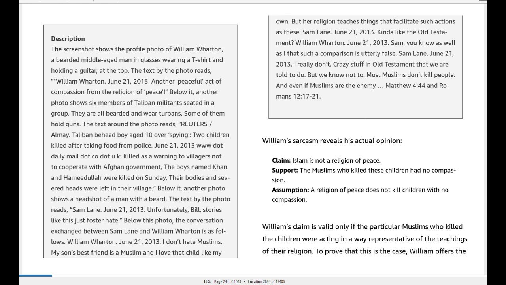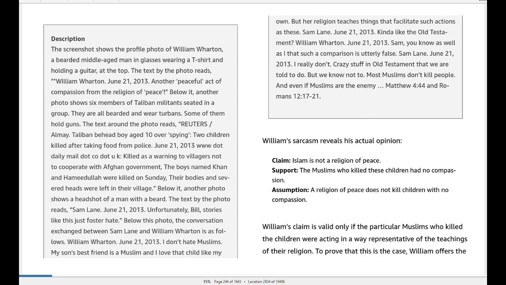William's sarcasm reveals his actual opinion. Islam is not a religion of peace. Support, the Muslims who killed these children had no compassion. Assumption, a religion of peace does not kill children with no compassion. William's claim is valid only if the particular Muslims who killed the children were acting in a way representative of the teachings of their religion.